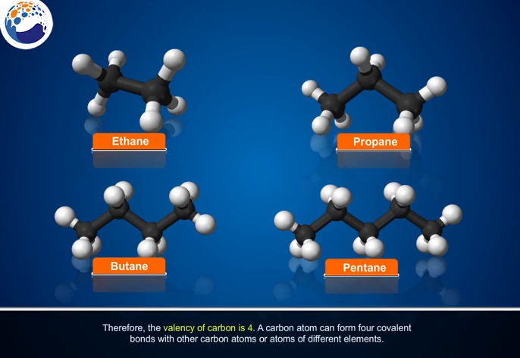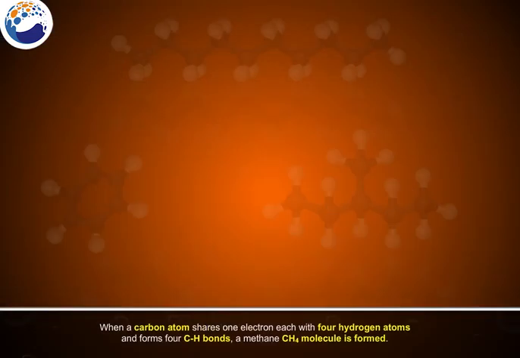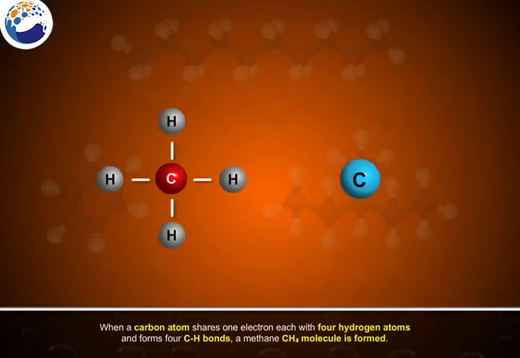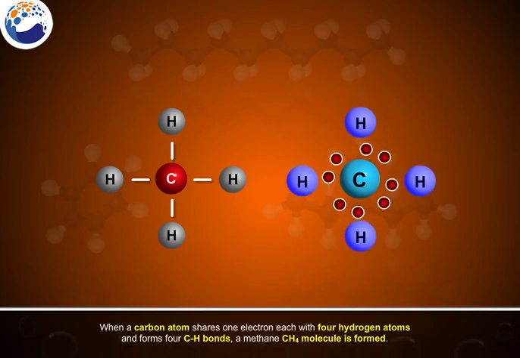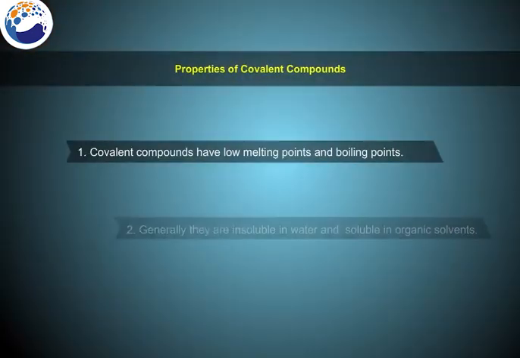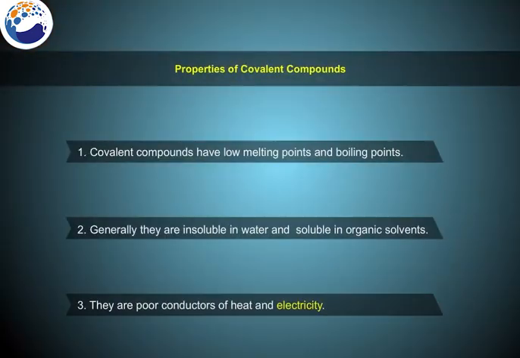A carbon atom can form 4 covalent bonds with other carbon atoms or atoms of different elements. When a carbon atom shares 1 electron each with 4 hydrogen atoms and forms 4 C-H bonds, a methane CH4 molecule is formed. Properties of covalent compounds.